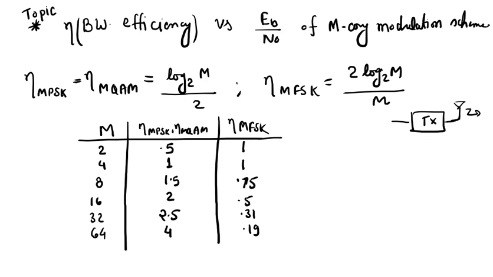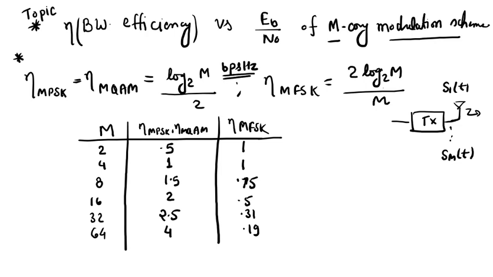So let's discuss a new topic, that is bandwidth efficiency versus Eb/N0 of M-ary modulation schemes. What we have seen in the last lecture is the bandwidth efficiency of an M-ary modulation scheme. What do we mean by bandwidth efficiency? The data rate transmitted through the transmitter of an M-ary modulation scheme per unit time and per unit bandwidth. That is why it is called bits per second per hertz.